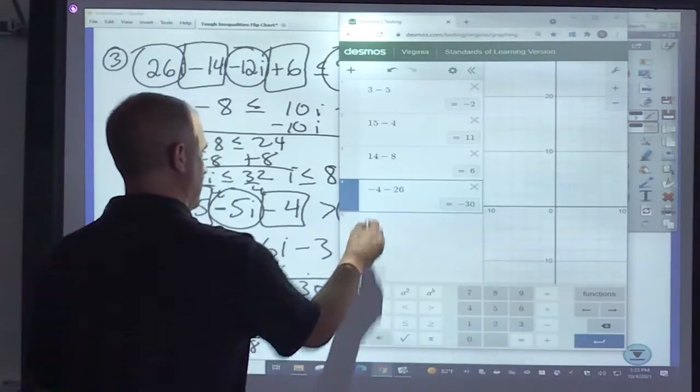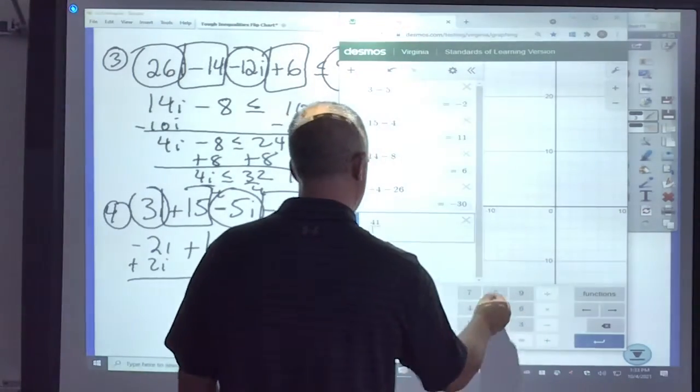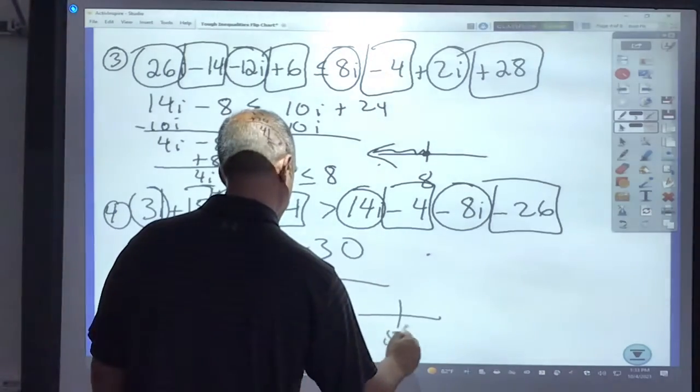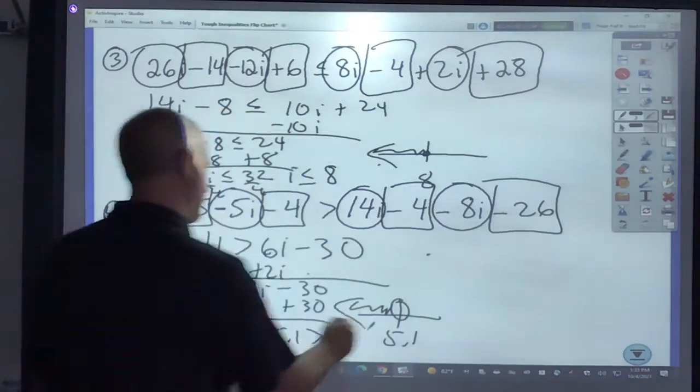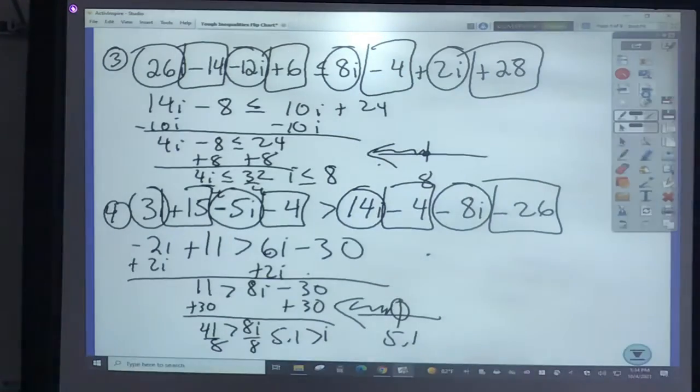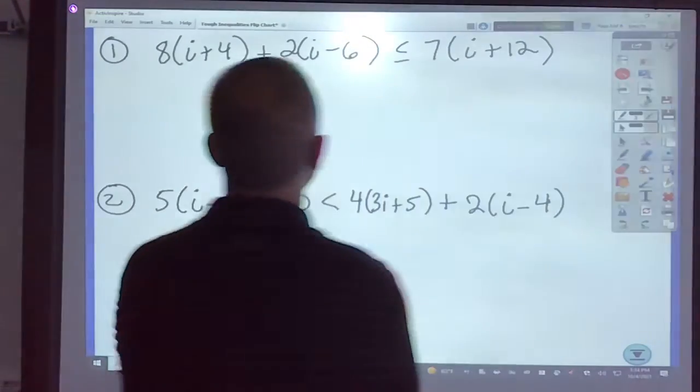41 divided by 8 is 5.1. Open circle, to the left. Okay? All right. Moving on. Want to do 3 more with you and give you 3.